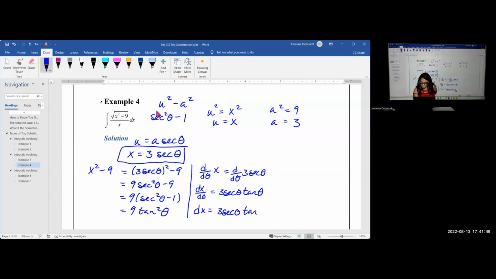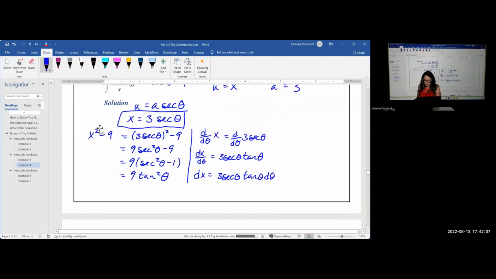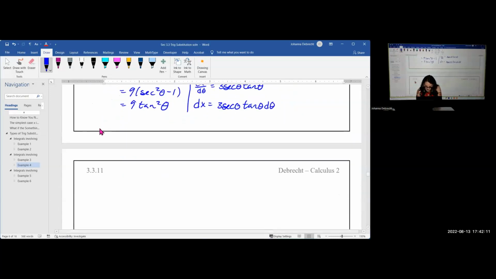Now we have something to replace what's under the radical. We have something to replace the differential. The only thing we need left is to replace the x, but I already have an expression to replace the x, so I don't actually have to do anything extra here. It's ready to go. So now I have the integral of the radical of x squared minus 9, divided by x.